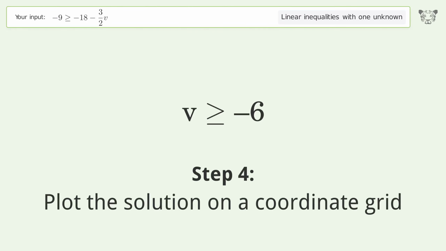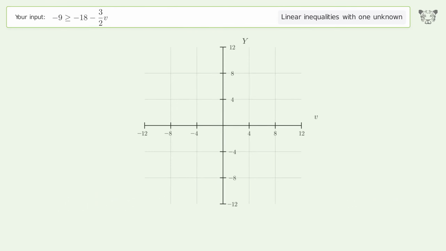Plot the solution on a coordinate grid. And so the final result is v equal or greater than -6.